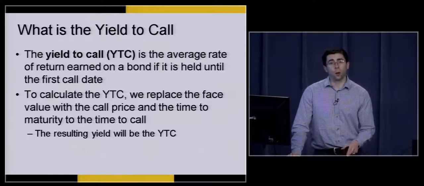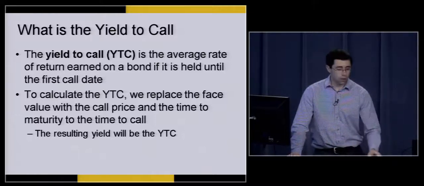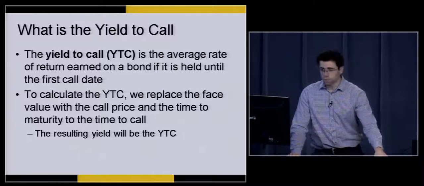First, our face value becomes the call price if we're using the time value of money buttons on the BA2 calculator. And second, the time to maturity is replaced by the time to call. That's it. We're only changing the FV and the N in the time value of money buttons. We'll do an example here in a few seconds.